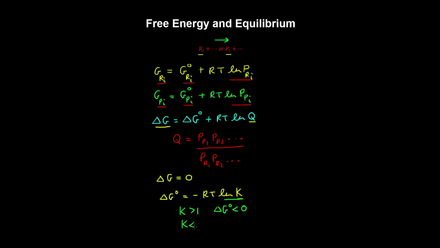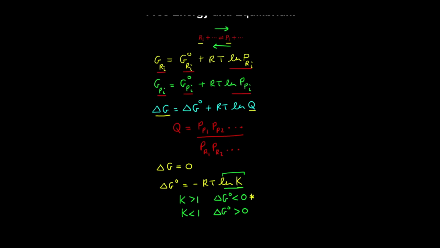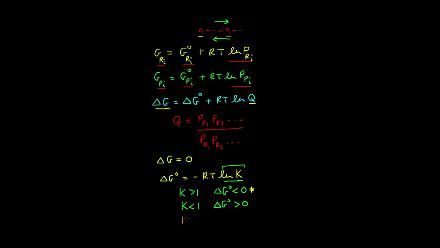Whereas if K is less than 1, then this term is negative, and negative by negative is positive. So in this case the reactants are favoured. And the case where the products are favoured is where the reaction is thermodynamically favoured. And when the equilibrium constant approaches 1, then this term approaches 0, and so does delta G naught.